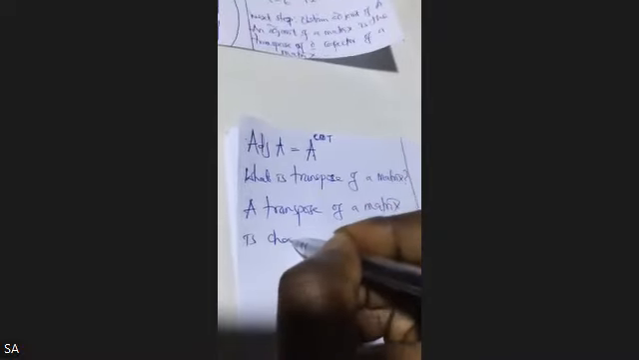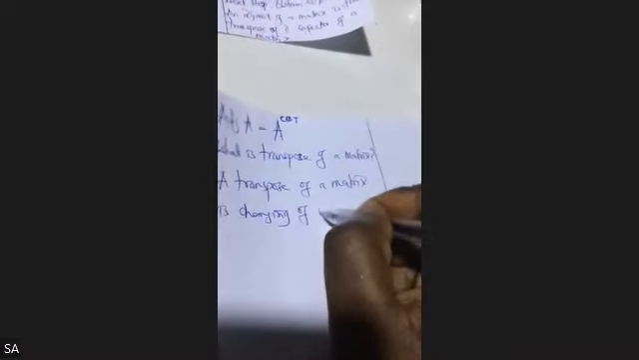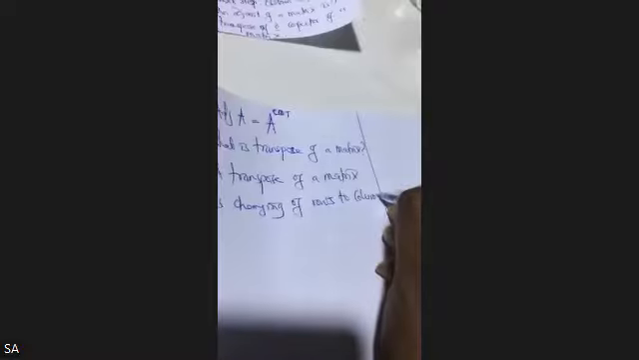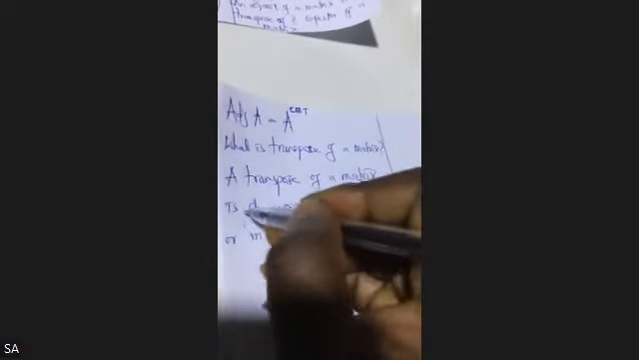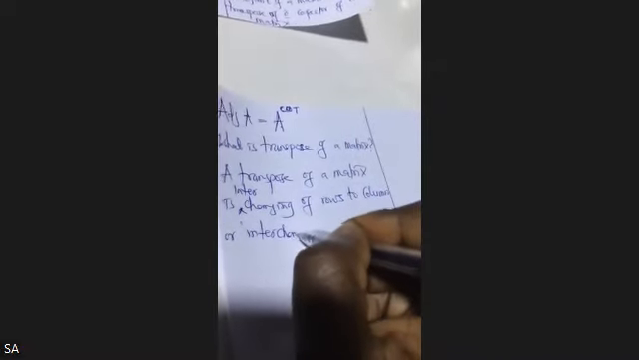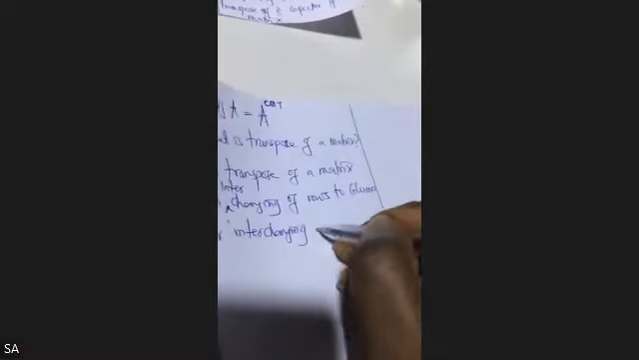Is changing of rows to what? To column, or interchanging. Okay, let me use the word interchanging. Is interchanging of rows to column, or interchanging of column to what, class? To rows.